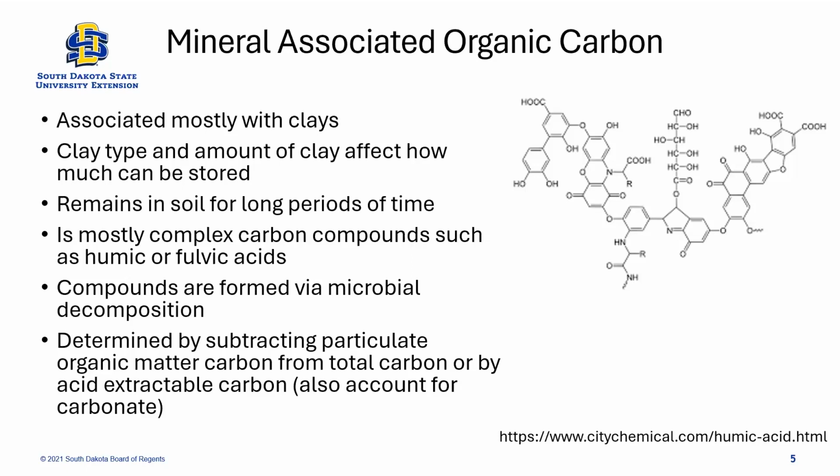And there are different ways to get at this. One of the methods they use is they apply an acid to the soil, and what remains is the humic and fulvic acid, which are mineral associated organic carbon. Or you can measure particulate organic matter, which I have mentioned and we'll discuss in one of the next slides, from the total carbon.